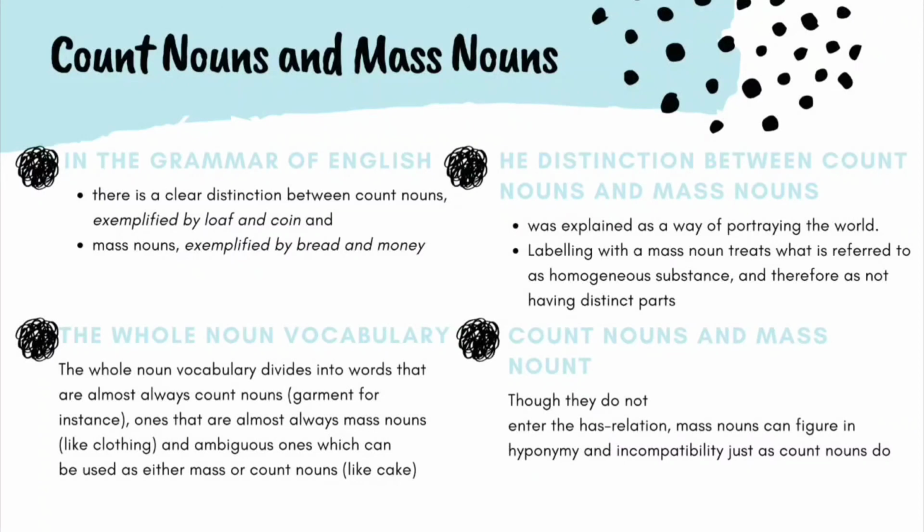Count nouns denote distinguishable whole entities like beings or people or spheres. They can be counted. Mass nouns are quantified with the word much. They denote undifferentiated substance like dough or water or lava. Okay. Count nouns and mass nouns, though they do not enter the has relation, mass nouns can figure in hyponymy and incompatibility just as count nouns do.